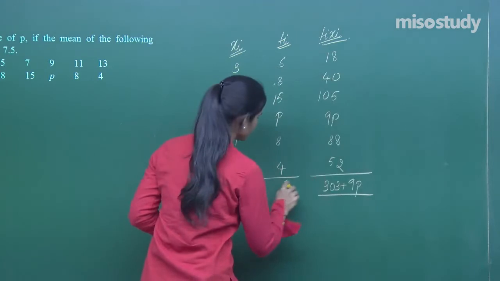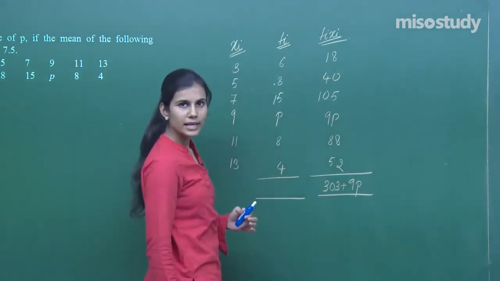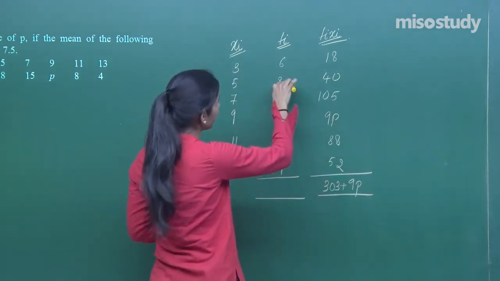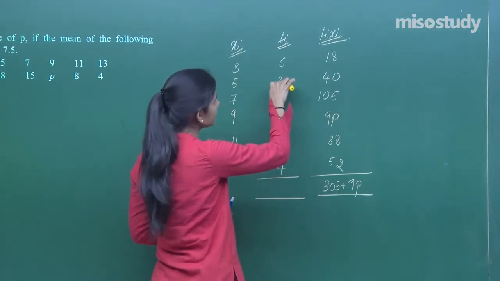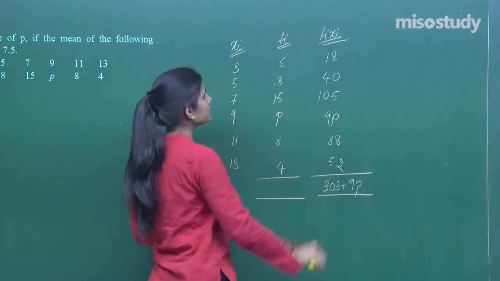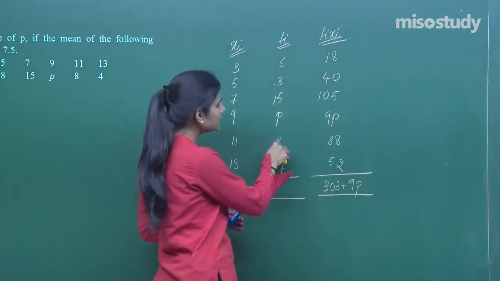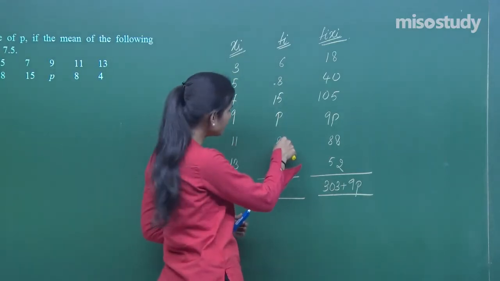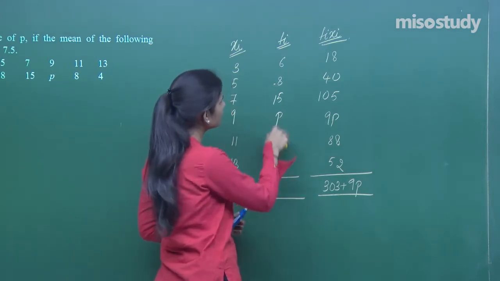What about summation fi? This also we have to find for the direct method. So you have 6, 6 plus 8 is 14, 14 plus 15 is 29, 29 and 1, 30, 37, 38, 39, 40, 41 plus p.